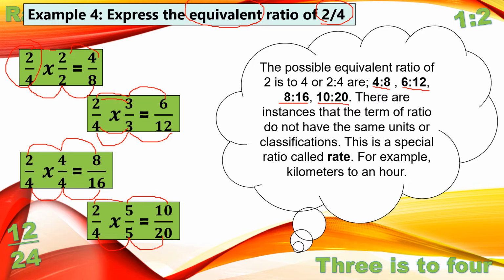There are instances that the terms of a ratio do not have the same units or classifications. This is a special ratio called rate. For example, kilometers to an hour. So again, sa pagkuha ng equivalent ratio, kukuha kayo or pipili kayo ng number. So, same denominator and same numerator para makuha nyo ang equivalent ng isang ratio.